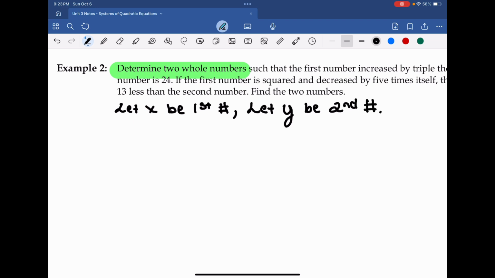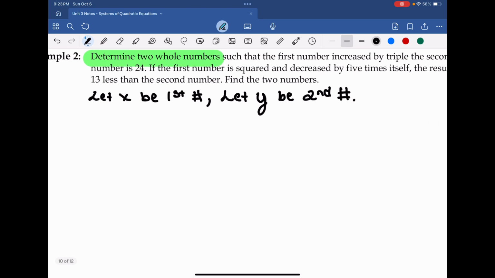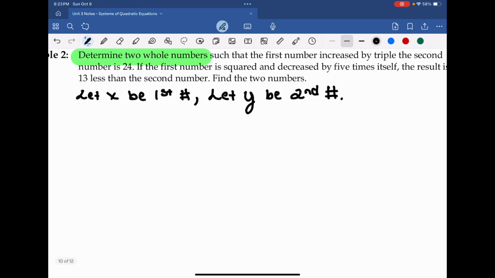I think it's really important to create a let statement right at the beginning, just so that you're aware of which variable equals what. Okay, now, according to this first sentence, the first number, which is x, is increased or added to the triple the second, x plus 3y, which is equal to, and if we put these things together, it supposedly equals 24. Boom, there's our first sentence.